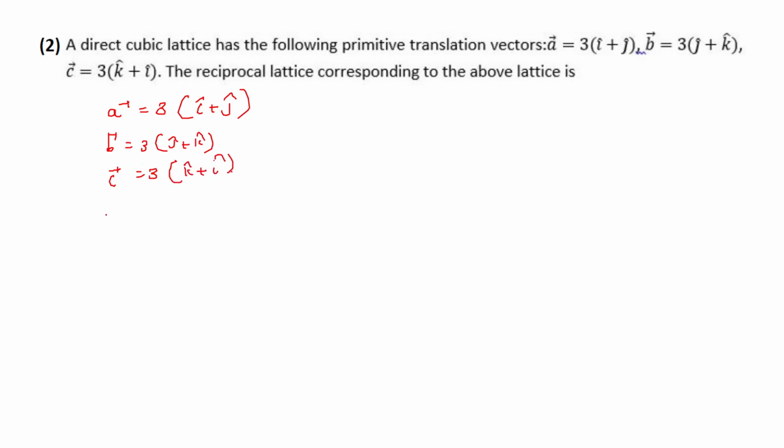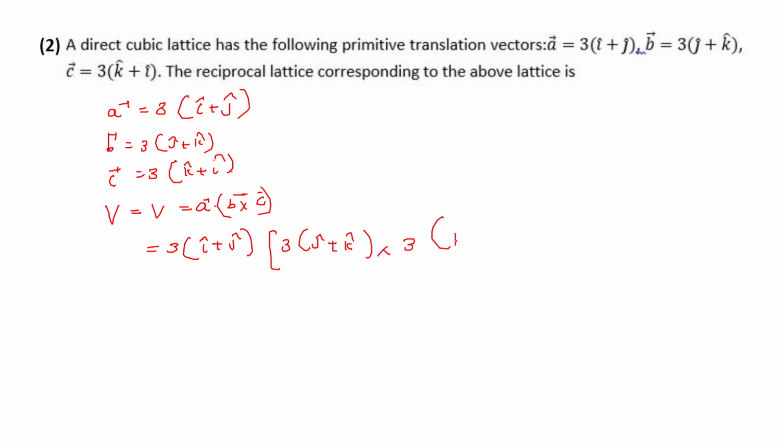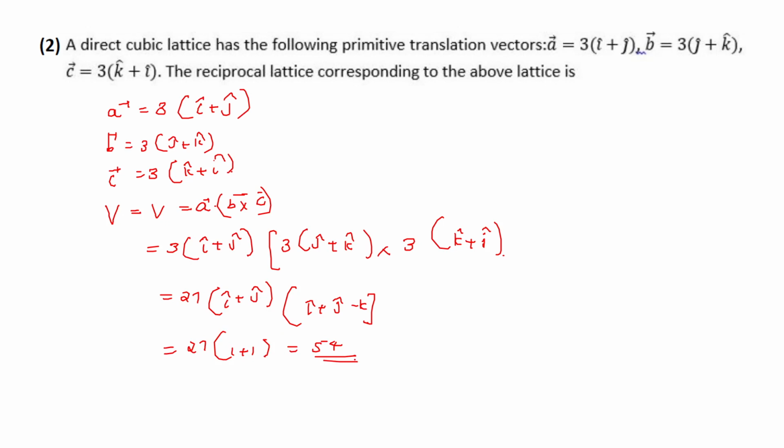Okay. Now we have to find the volume first. Volume V is equal to A dot B cross C. So 3 into i plus j plus k times 3 into k plus i. Okay, so it will be like 27 i plus j into i plus j minus k. So it will be 27 into 1 plus 1, 27 into 2, it will be 54. That will be the volume.